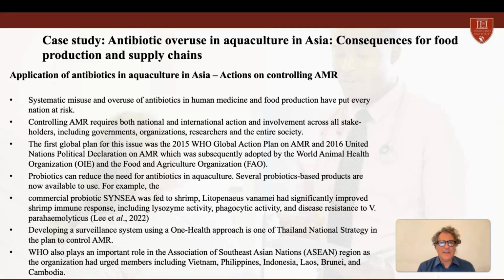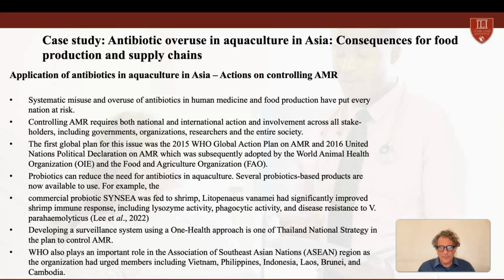So of course, in Asia there is a systematic misuse and overuse of antibiotics, also in human medicine. Controlling AMR requires both national and international action and involvement across all stakeholders, including government, research, and the entire society. So if you want a way to control, I didn't say reduce or eliminate, this problem, collaboration is very important.